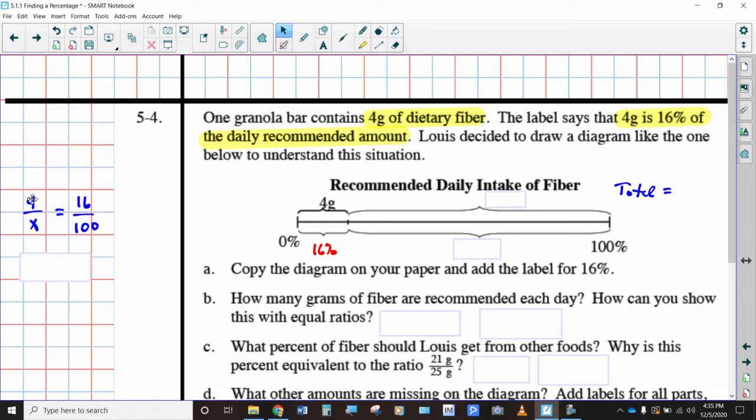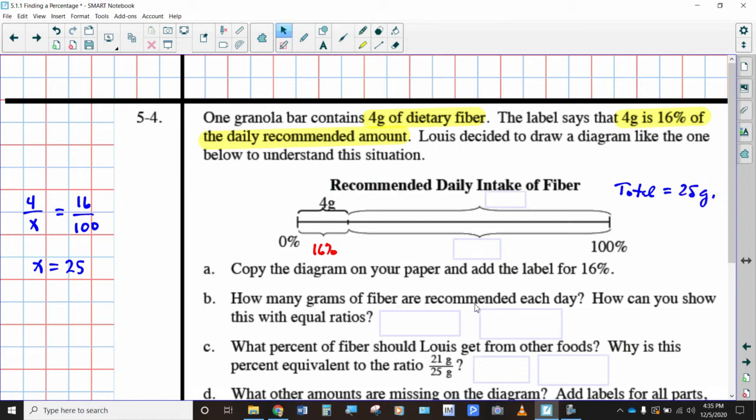Okay, so think about proportional reasoning. Think of the giant one. 4 times something equals 16. What do you multiply times 4 to give you 16? Would be the number 4, right? So x times 4 is 100, which means 100 divided by 4 will tell you what x is. So what is 100 divided by 4? If you said it's 25, that is the correct answer. So that means that the total here has to be 25 grams.